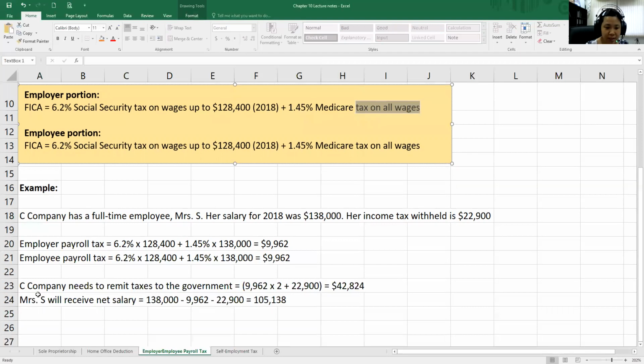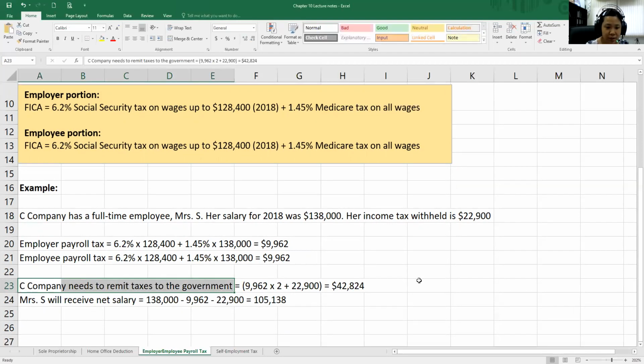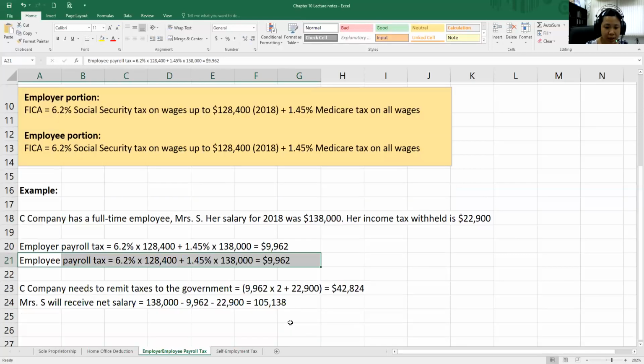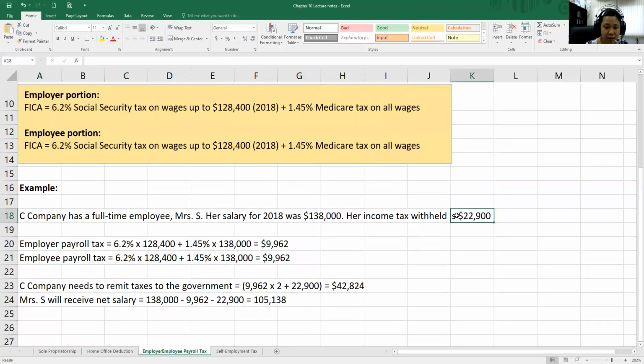So how much tax will the company submit to the government? The company will submit the employer payroll tax and also the employee payroll tax, plus the income tax that is withheld from Mrs. S's salary. In total, they will submit 42,824 dollars.